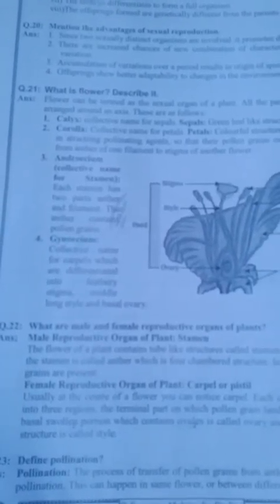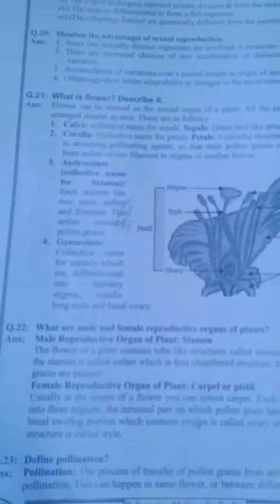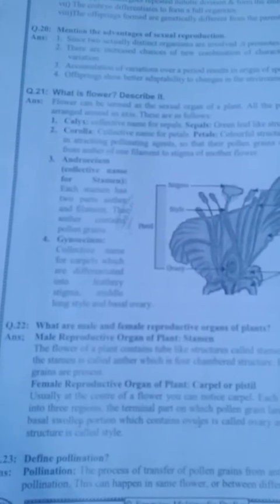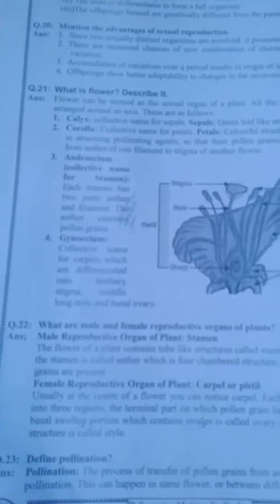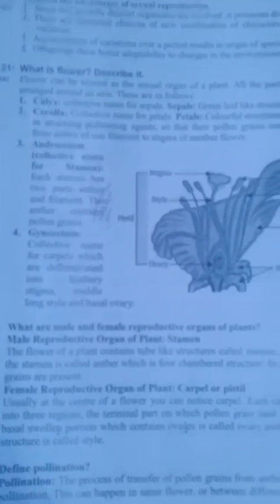The swollen part at the bottom of a carpel is called ovary. The ovary makes ovules and stores them. Ovules contain the female gametes or female sex cells of the plant. So the collective term for this is gynoecium. Collective name for carpels, it is gynoecium.